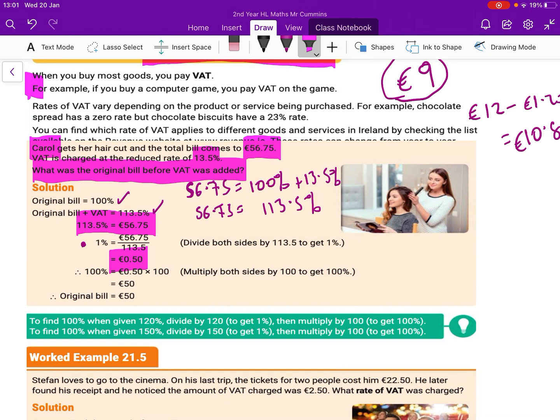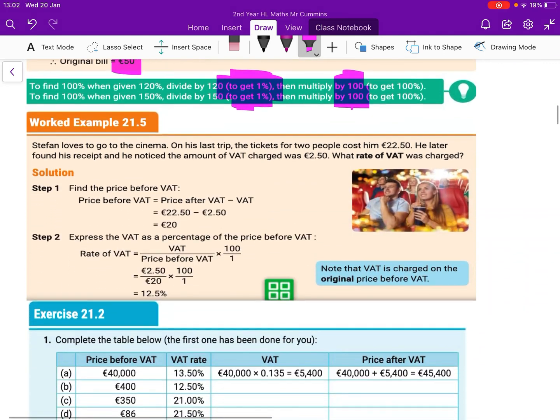So what we do is we multiply our 50 cents by 100, and it gives us €50. So the hairdresser wanted to charge €50 for the haircut, but they had to charge 56.75 so that they could afford to pay the 13.5% VAT. And there's the rule there underneath. If you have 113% or 160% or 140% or 102%, the best way to do it is to first get 1%. Get 1% and then multiply by 100 to get 100%.